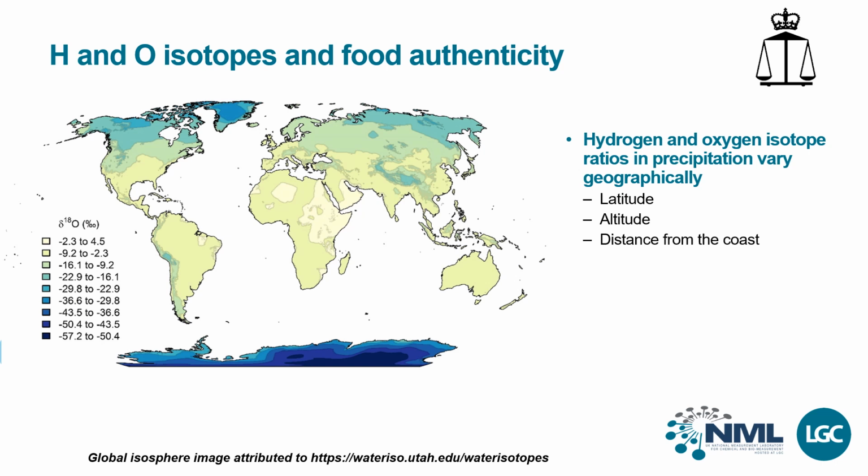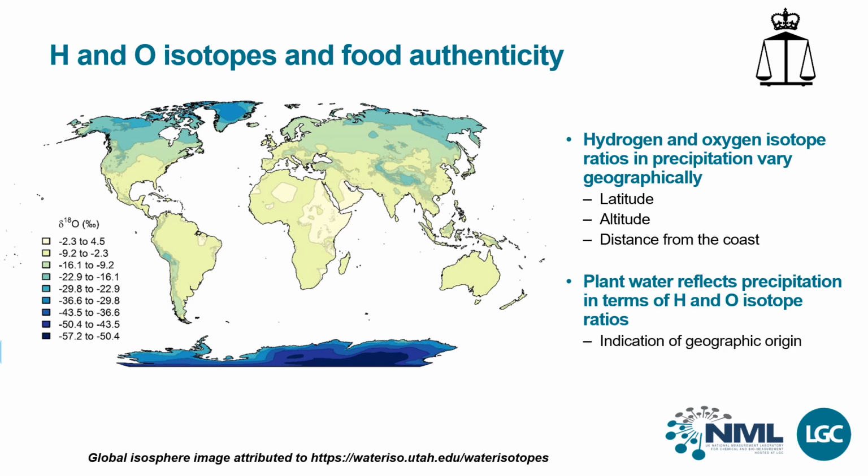This gives rise to the spatial variability in hydrogen and oxygen stable isotopes when the water is incorporated into plant tissues through photosynthesis and animal tissues through ingestion. This is spatial variability we utilize for confirmation of country of origin labeling and PDO and PGI labeling claims in food production.